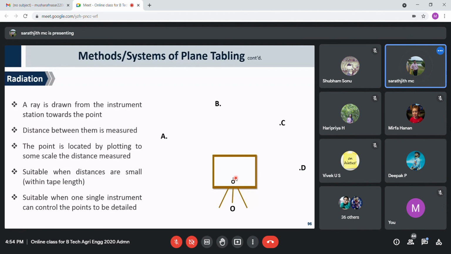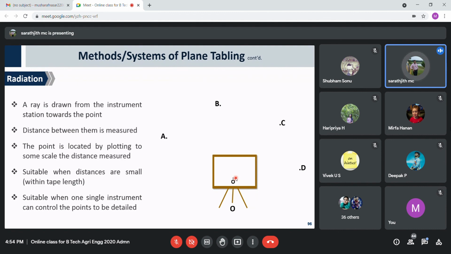Plumbing fork. Which is the other tool for that? Plumb bob. The plumb bob you are using along with the plumbing fork. But U-frame, no, you forgot that. U-frame and plumbing fork.